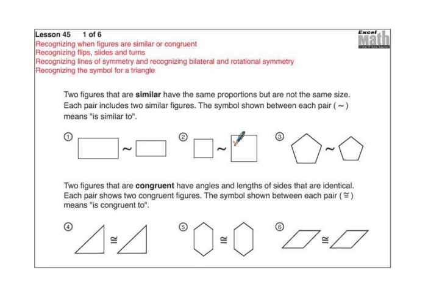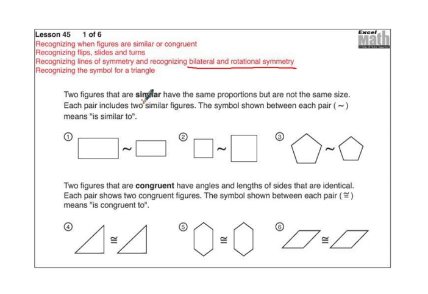Fifth grade Excel, lesson number 45: recognizing when figures are similar or congruent, recognizing flips, slides, and turns, recognizing lines of symmetry, recognizing bilateral and rotational symmetry, and recognizing the symbol for a triangle. Now most of this should be review for you, other than this right here. That's going to be brand new, and everything else should be pretty familiar looking to you.